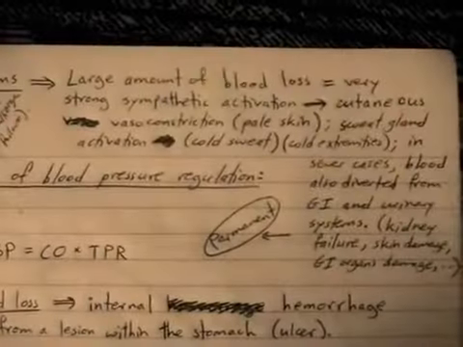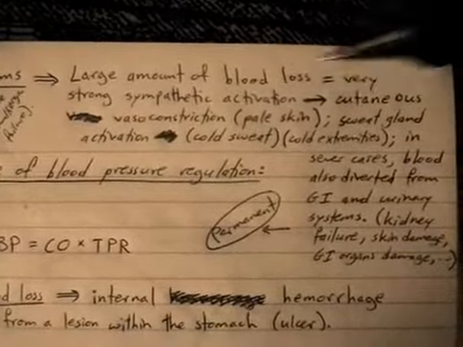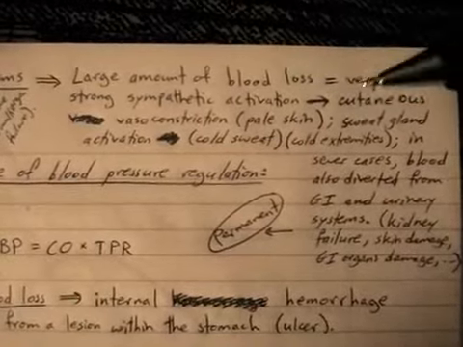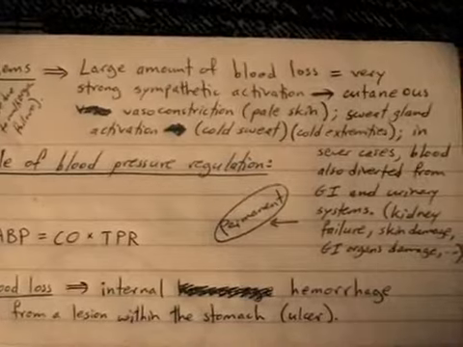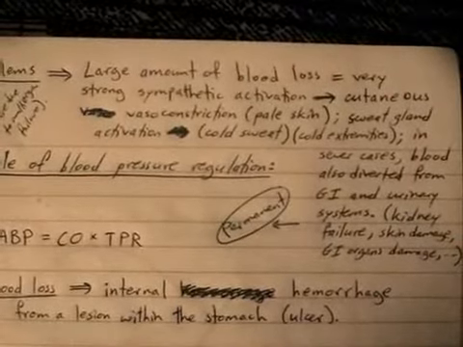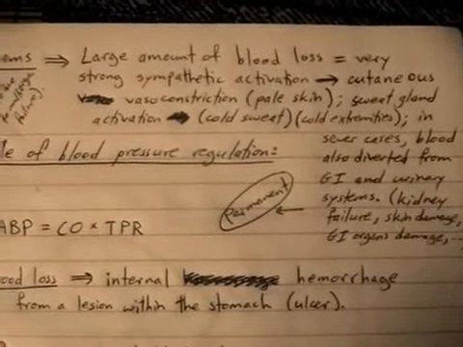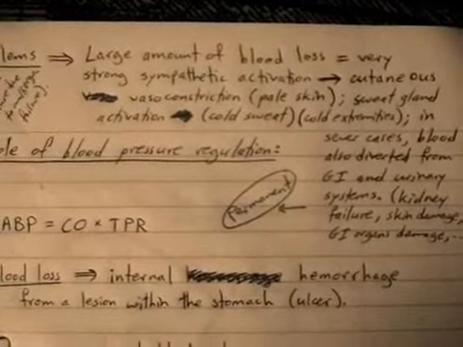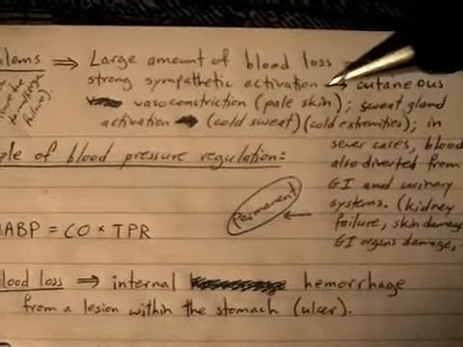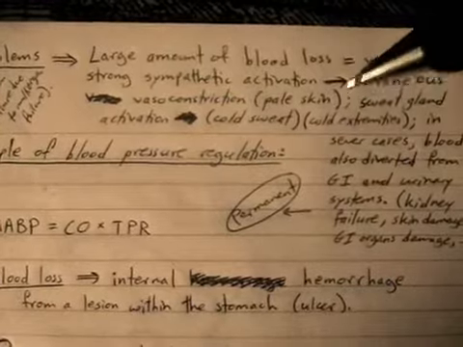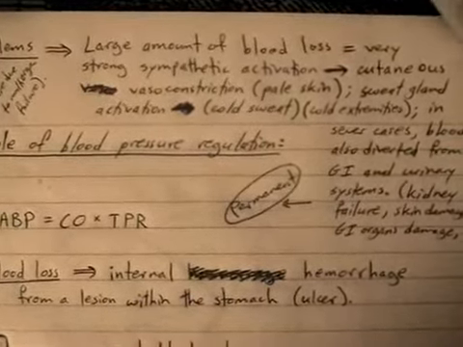The problem with the baroreflex response is that when there's significant blood loss, there's a very strong sympathetic activation, and that is going to cause significant cutaneous vasoconstriction, because blood has to be diverted away from the skin and to more important organs such as the brain. Skin is not important for the body when blood volume is low, so blood is diverted away from the skin, so the skin becomes very pale and also cold, because blood carries heat. So if there's less blood flow, the skin becomes pale and cold.